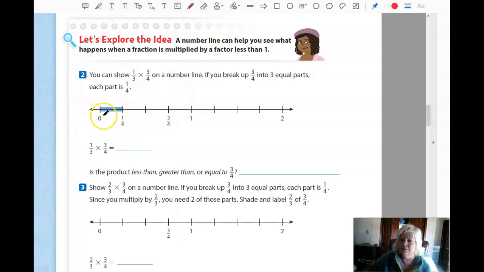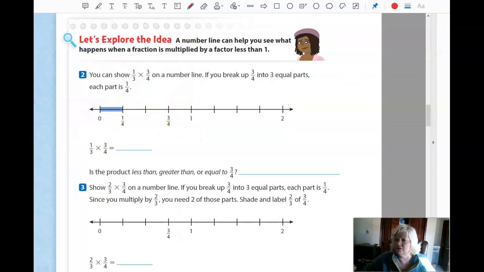If you look at this number line, let me grab my pencil. We have the 0, we have 1, not right on the line, and we have 2. So it says you can show 1/3 times 3/4. Remember, another way to say that is 1/3 of 3/4 on a number line. If you break up the 3/4 into 3 equal parts, you can show 1/4. So we have 1/4, 2/4, 3/4, 4/4, and 4/4 makes a 1. So this is divided into 3/4.